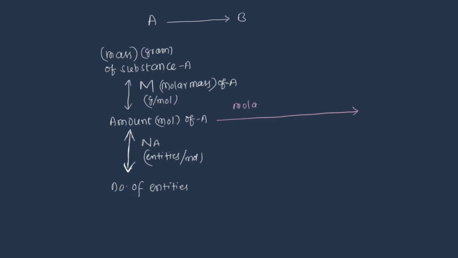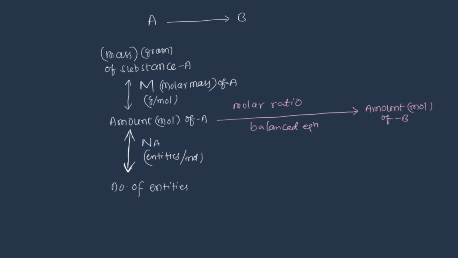Molar ratio. This comes from which one? Balanced equation. Then we can write here amount. Amount meaning what, I told you? Mole of B substance. Then by using molar ratio we can find out the amount of B.